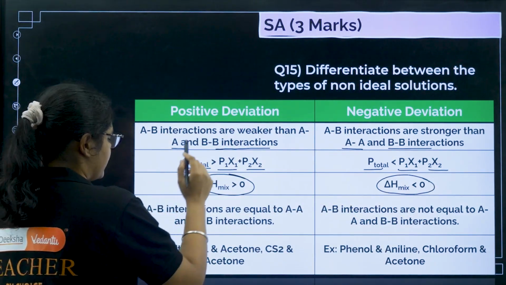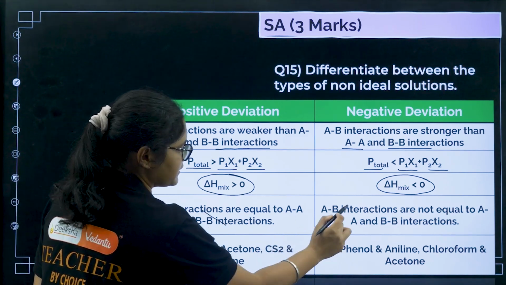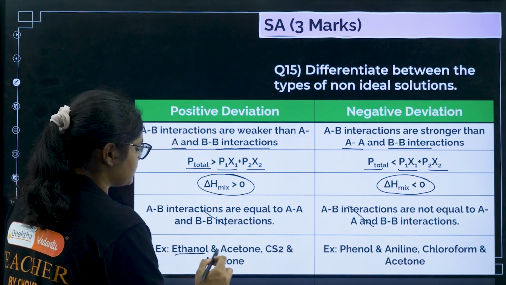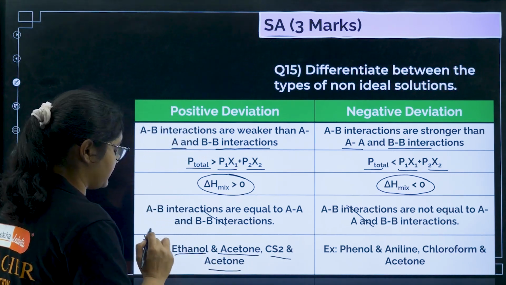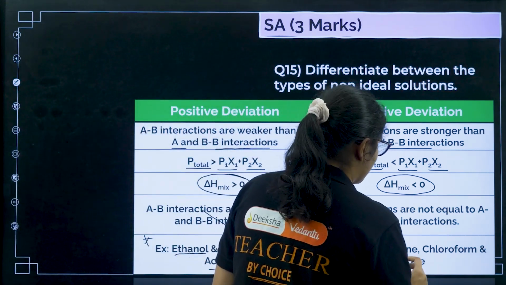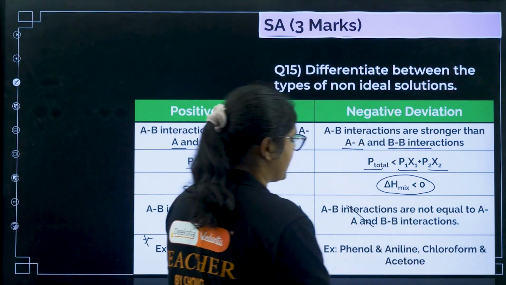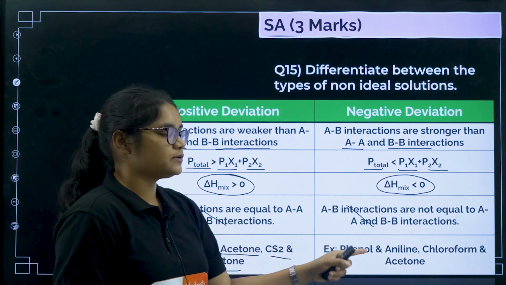Next, example of positive deviation: ethanol and acetone, CS2 and acetone. This is very important. Questions can be asked from here. Next, phenol and aniline, and chloroform and acetone are the examples of negative deviation. So in negative deviation, what happens?